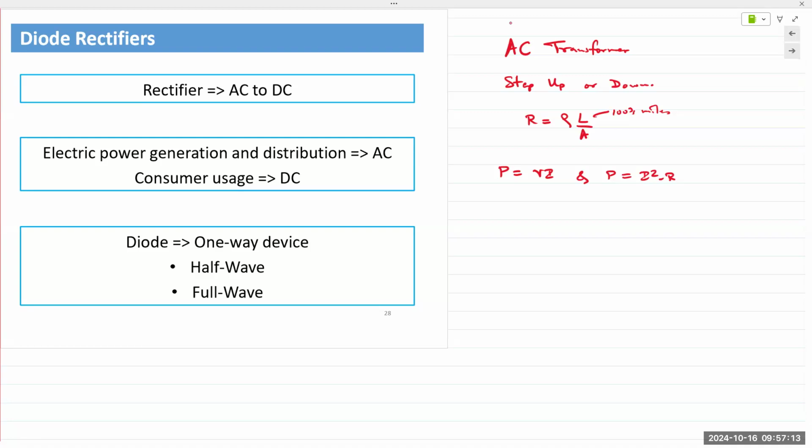So they generate the voltages in tens of hundreds of volts. They step it up to tens of thousands of volts, 10,000 volts, 20,000 volts, 30,000 volts. Send it over long distances with minimal losses. And then you step it down when it gets to the consumer.